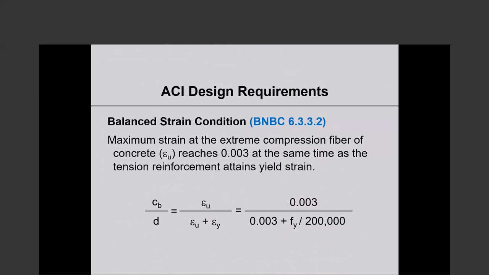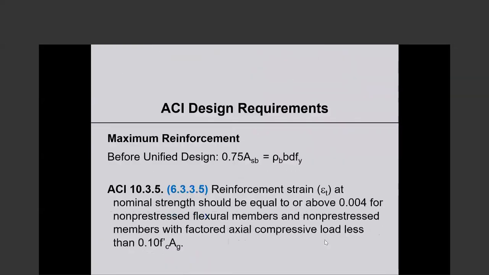So under that condition, if it is a balanced section, C sub B over D, the balanced neutral axis depth divided by the total depth, is 0.003 divided by 0.003 plus F sub y divided by 200,000. This is plain straight line strain distribution. Okay, we have 0.003 at the extreme compression fiber. We have yield strain in the tension reinforcement, and that gives us the ability to calculate C sub B.